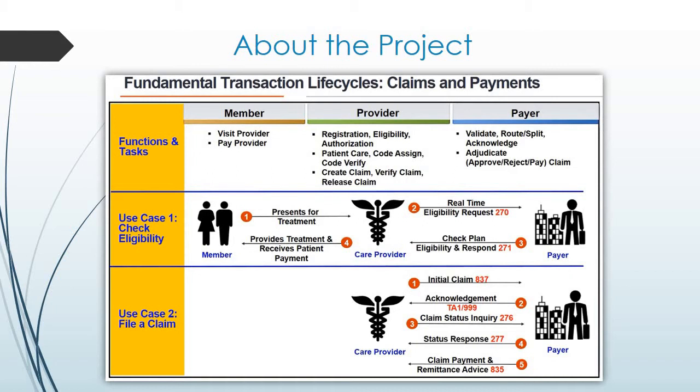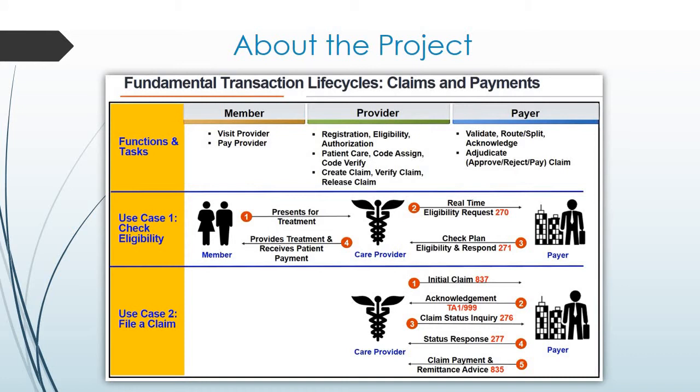the provider sends the claim to the payer in the form of an 837 transaction. Now the payer sends its acknowledgement. An acknowledgement can be TA1 or it can also be 999. TA1 acknowledgement is checked at the interchange level, and 999 acknowledgement is checked at the functional level. Now the payer acknowledges regarding the claim.